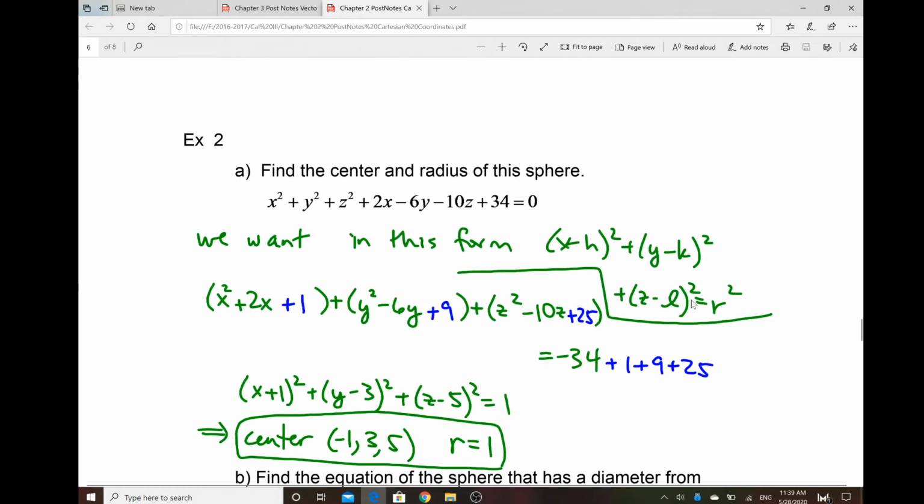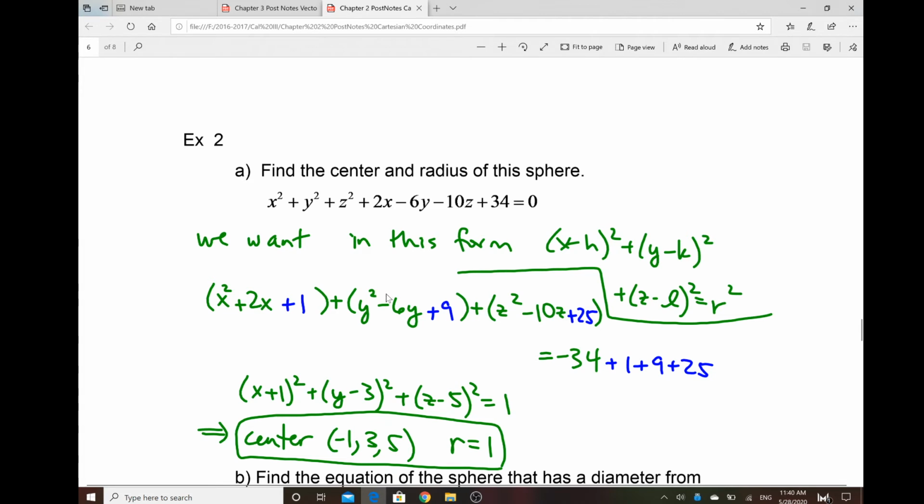Find the center and the radius of this sphere. First, you want to group the like terms, and then complete the square for each of the x, y, z components. So we have x squared plus 2x, and the reason I get 1 is that b over 2 quantity squared is 2 over 2 quantity squared. You can always refer back to the conic sections video, where I show how to complete the square. And then y squared minus 6y: b over 2 quantity squared, negative 6 over 2 quantity squared, gives 9. And then z squared minus 10z: negative 10 over 2 quantity squared gives 25.